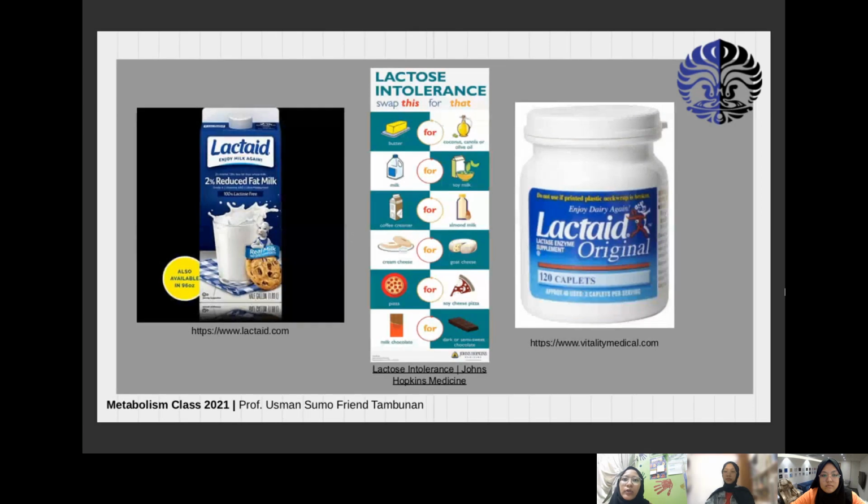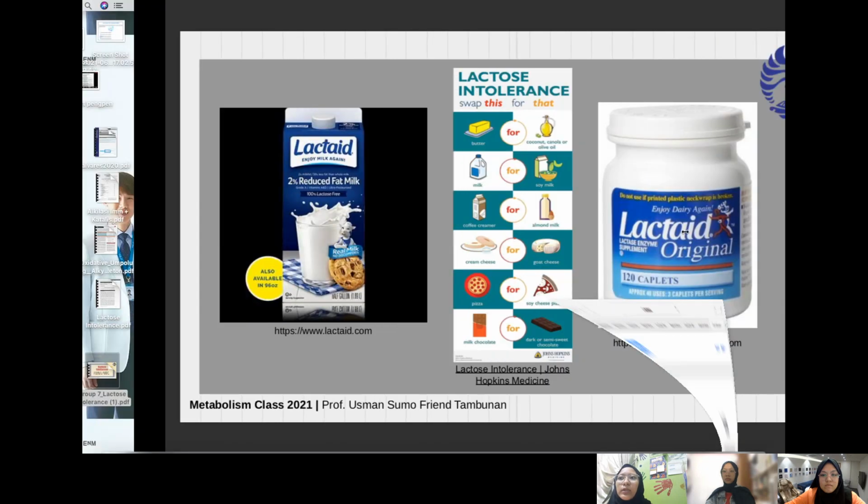These are some products that help your lactose intolerance. The first picture is a lactose-free milk product that you can consume. The second is advice for substituting dairy products in your food, for example butter to olive oil, and the other one. And the last one is lactase capsules that you can add to your milk.